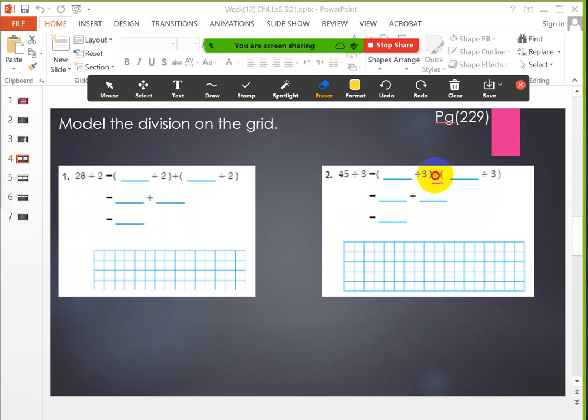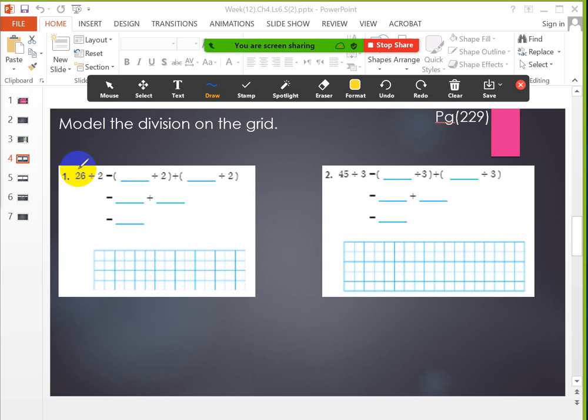Okay, on page 229, find the division by using the distributive property. First, I have 26 divided by 2. How will I find the quotient here? I can't divide 26 by 2 directly, right?